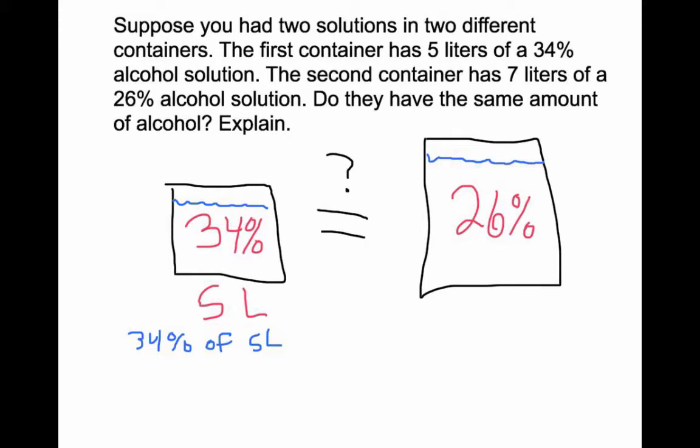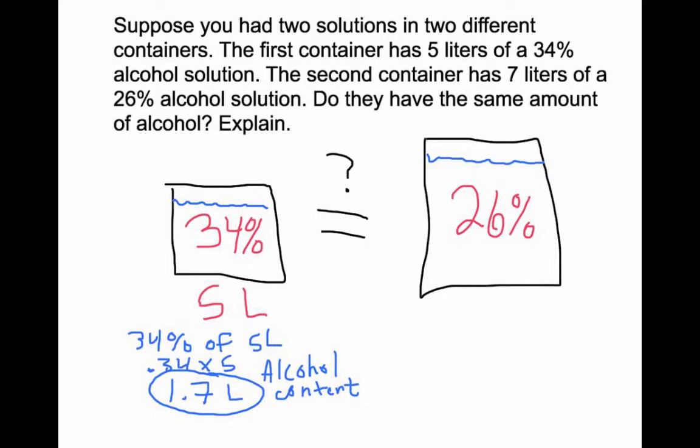So if I'm looking for what is 34% of 5 liters, what I would need to do is take 0.34 and multiply that by 5. And when I do that, I get 1.7. Now this is 1.7 liters. We're going to assume this is also a volume. This is 1.7 liters of alcohol. So this is the alcohol content for this mixture here on the left.